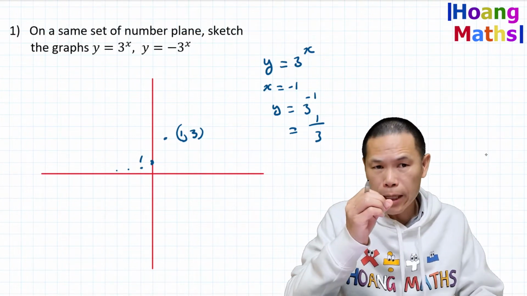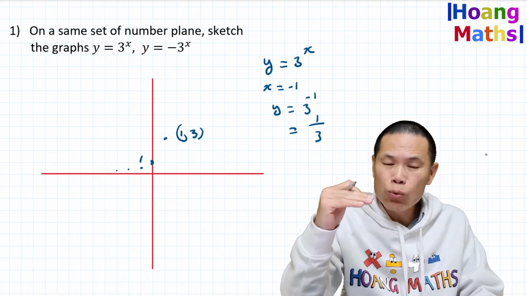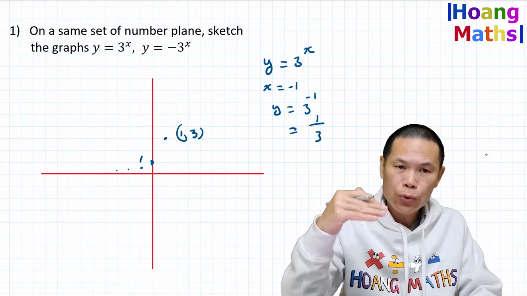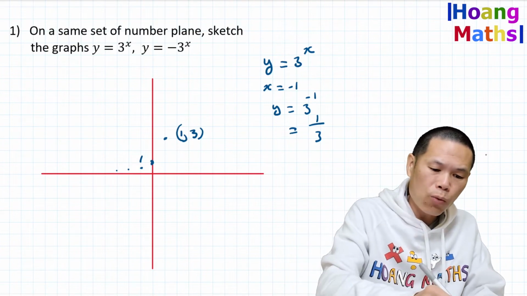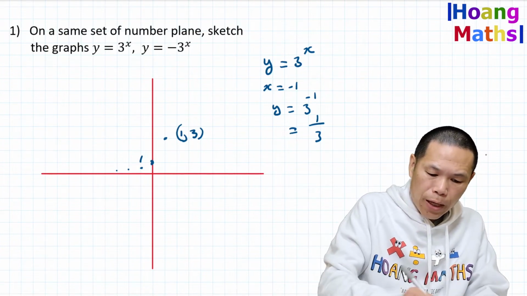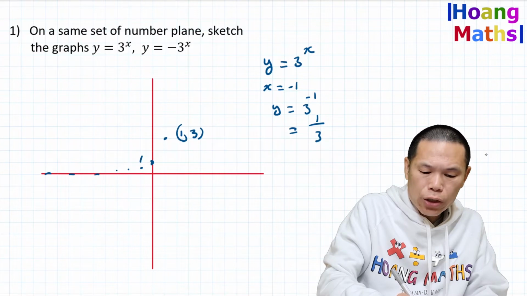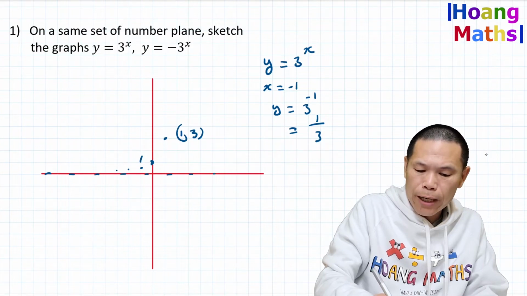When x is getting really small, the graph will approach the x-axis, and it never cuts the x-axis. In other words, the x-axis is the horizontal asymptote for the graph. Keep that in mind.